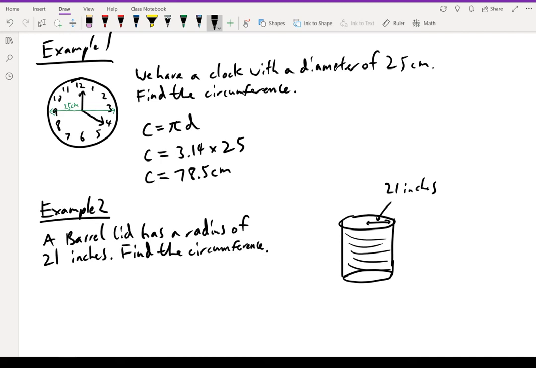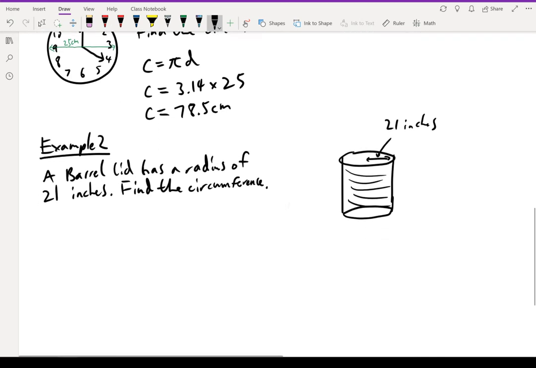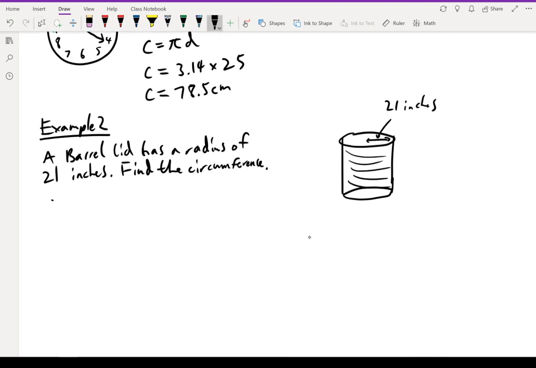This time we have the radius, so let's use the other equation. C is equal to 2 pi r. So let's put in all the numbers, and this time let's approximate it using the fraction 22/7. We want to try different ways of calculating circumference. So this is 2 times 22/7 times the radius, which is 21.